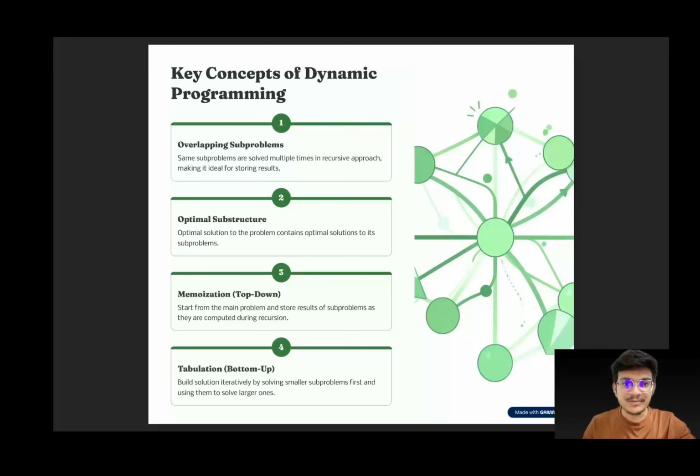So what are the key concepts of dynamic programming? There are four key concepts. First one is overlapping subproblems: the same problems are solved multiple times in recursion. Second one is optimal substructure: the optimal solution depends on the optimal solutions of subproblems. Third one is memoization, which is the top-down approach where we store results during recursion. And the fourth one is tabulation, which is the bottom-up approach where we build solutions step by step. These concepts make dynamic programming efficient and powerful.